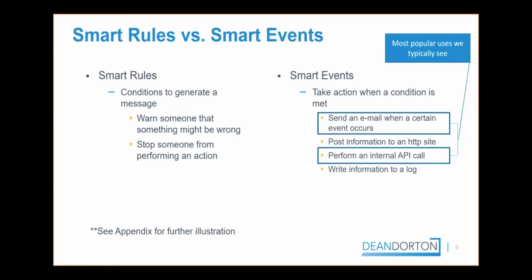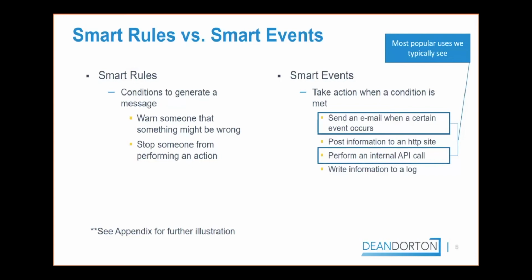Then you have smart events. Smart events take action when a condition is met. There are 4 things we can do with smart events. We can send an email when a certain event occurs. I used to have a VP of finance who wanted to get a copy of every single time somebody saved a sales invoice. So we created a smart event that would email him a copy of the invoice as a PDF so that somebody didn't have to remember to go and save that when they were done.